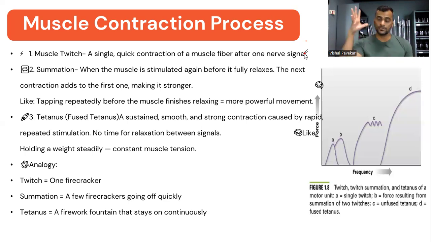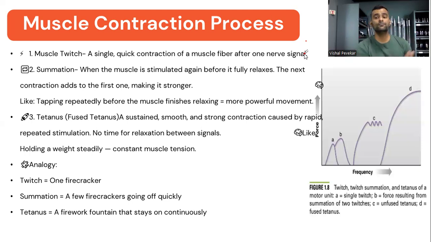So now if you want to hold on to something strong, you need repeated signals and repeated signals. Again, these signals have to combine together for that repeated, or I'll say continuous, contraction to happen. And this combination of signals will result in a smooth and strong contraction, and that is basically repeated stimulation. This can also be called tetanus, where there's no time for relaxation between signals, which will help you hold on to something really strong and cause constant muscle tension.